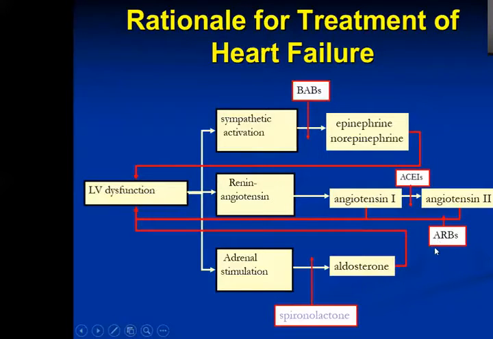And in place of ACE or ARBs, now we have a new drug as well, which is called ARNI, angiotensin receptor neprilysin inhibitor. That can also be used in place of ACE or ARB, which is a combination of ARB and neprilysin inhibitor. Neprilysin is an enzyme which degrades beta-natriuretic peptides, and by inhibiting that neprilysin, you're increasing the amount of beta-natriuretic peptide and keeping it for a longer period of time in the system. So that is again a drug.